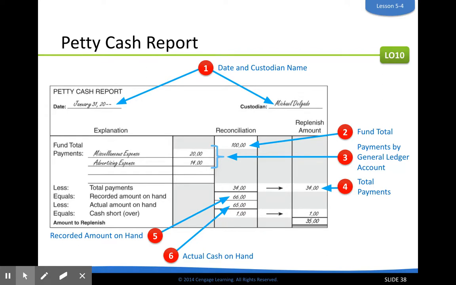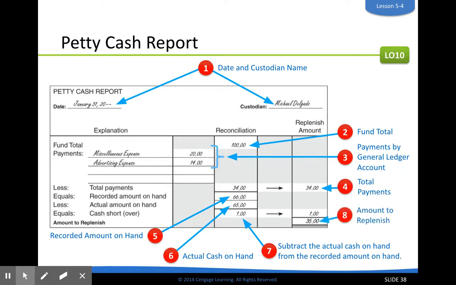Not the end of the world, but we need to be sure that we replenish our petty cash fund for that $1 as well. So our amount to replenish would include that $1 plus the $34 that we had for those 2 petty cash slips. Replenishing petty cash means putting more cash from the cash account into the petty cash account and then recording the payments that have occurred.